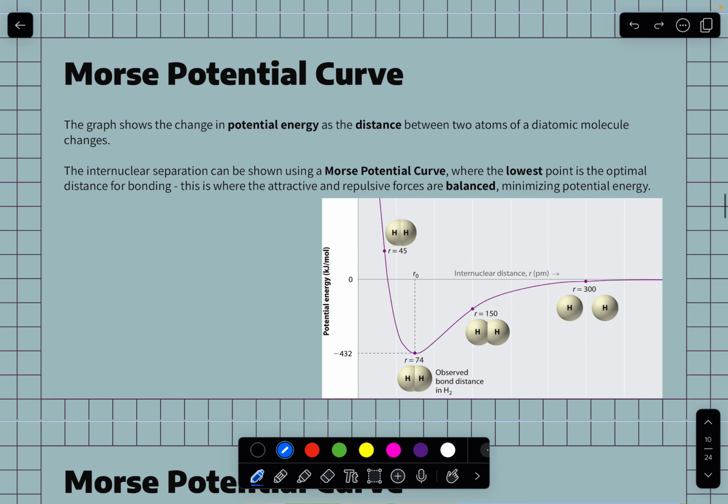The Morse potential curve shows the energy and the distance. That lowest point there is the optimal distance for bonding. And when we say optimal distance for bonding, that means attractive and repulsive forces are balanced. That's why they can hold onto each other and stay there.